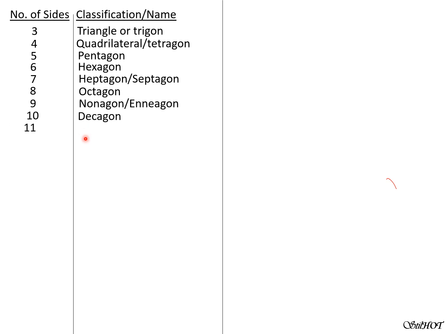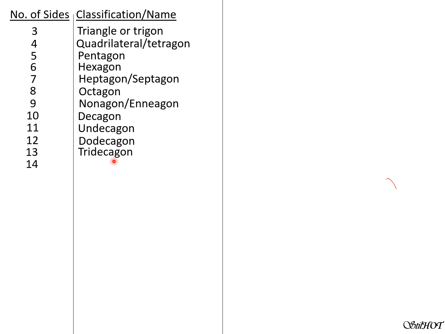11 sides, it's called undecagon, just like the Spanish term for 11, once. So undecagon. If 12, it's dodecagon. 13, tridecagon.